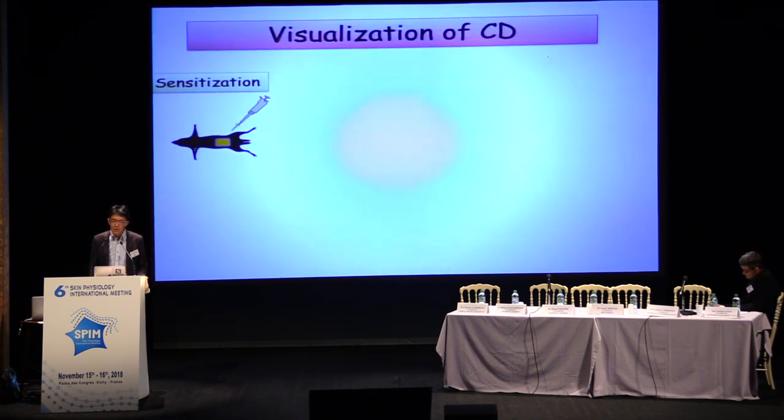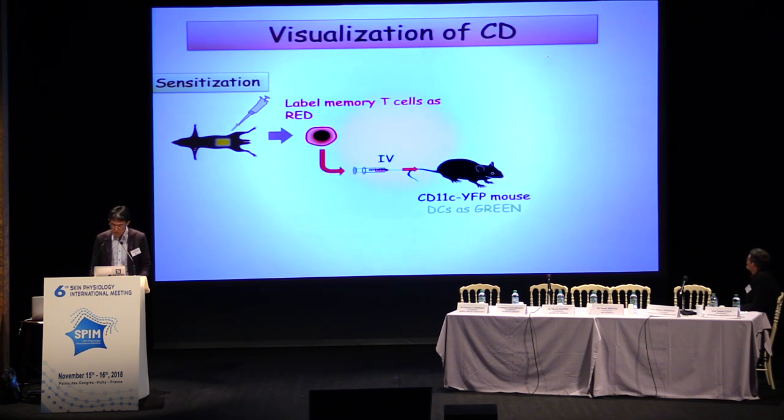So to visualize the skin dendritic cells and memory T cells, we put the hapten on the abdomen for sensitization, and after sensitization we collected memory T cells, labeled them red, and transferred them into CD11c-YFP mice, where dendritic cells are labeled green. Then we put the same hapten on the ear to induce contact dermatitis. And we visualize for 24 hours from the beginning of contact dermatitis induction.